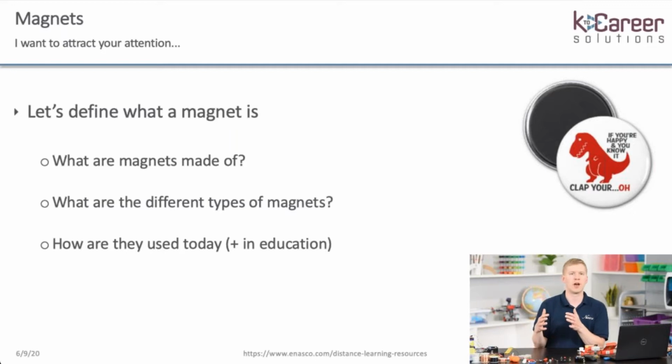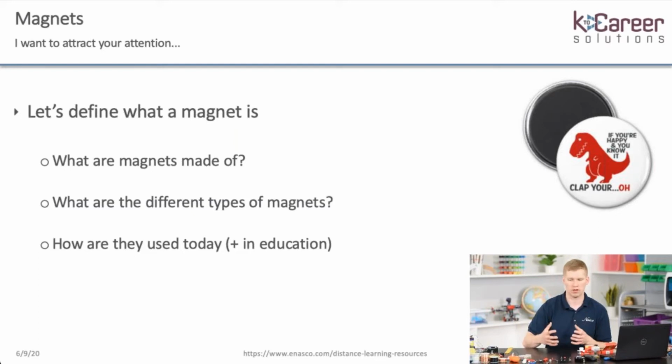But we're going to get into questions about what magnets are made of, because that's really important, and I'll explain why as we get into some of the other explanations as well. What are the different types of magnets? That ties into what our magnets are made of. But then also, how are they used today, in the environment and also in education? Because the bottom line is we really want students to understand why they're learning these concepts. It has to relate to real world applications, right? And that's the end result.